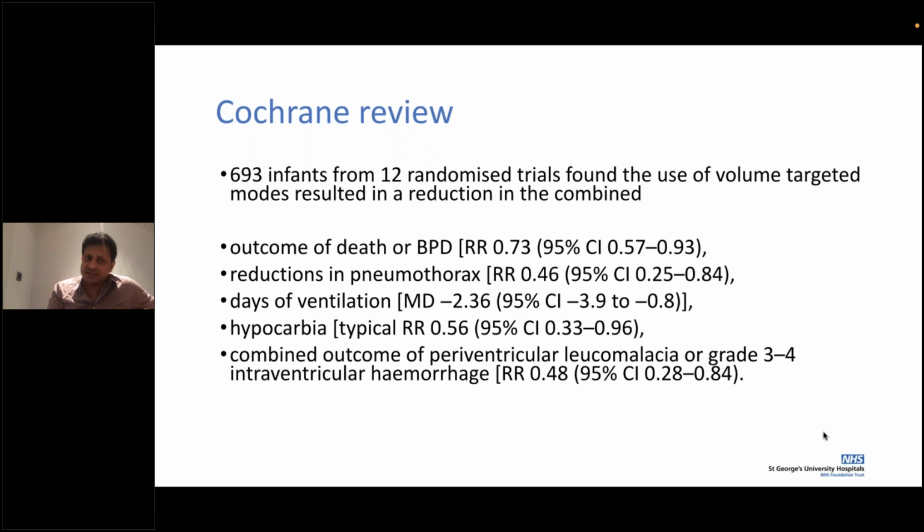So the outcomes of death, pneumothorax, ventilation days, and hypocarbia, and we know from our own experience that low CO2 in a preterm baby is not good. That is a risk factor for cerebral vasodilatation and increased IVH. So volume controlled, volume targeted ventilation actually has this protective effect, and compared to the number of IVHs we used to have in the past, we don't see those that often. So overall, neonatal care with time has improved very significantly.